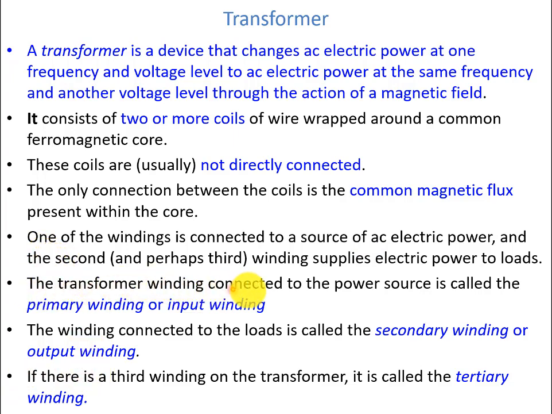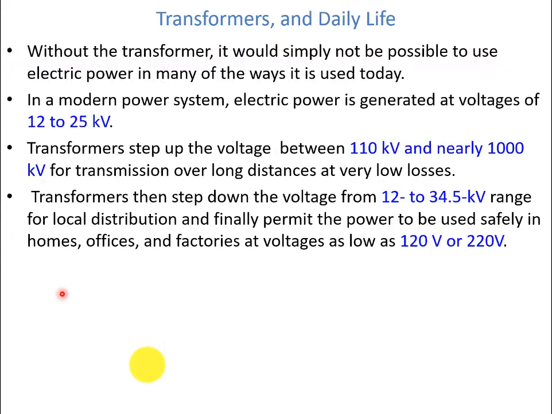The transformer winding connected to the power source is called the primary winding or input winding. So most of the time we use the terminology primary winding for the winding where we have the input AC source, and the winding connected to the loads is called the secondary winding or the output winding. Similarly, we use the terminology secondary winding where we have connected our load. If there is a third winding on the transformer, it is called the tertiary winding.